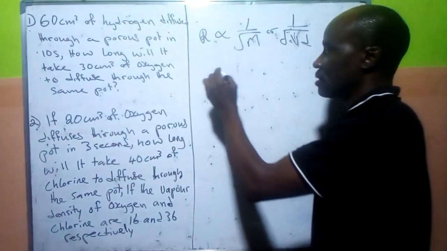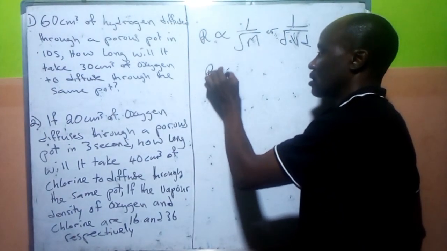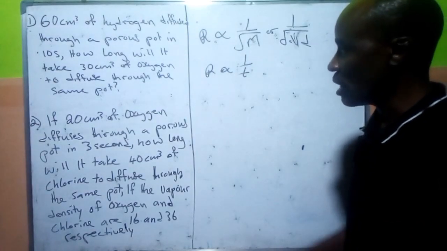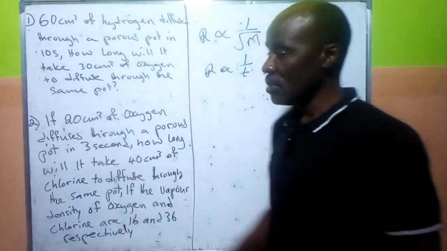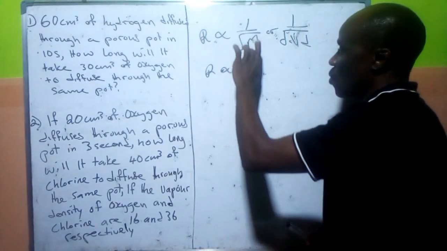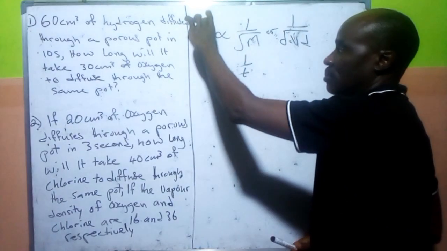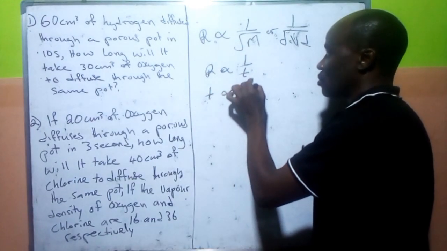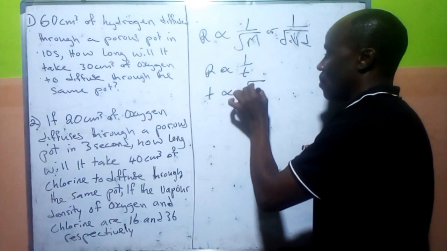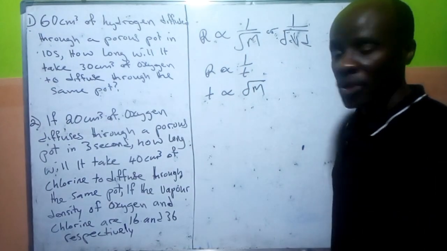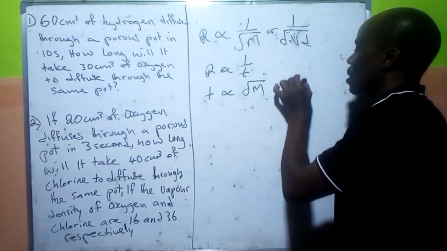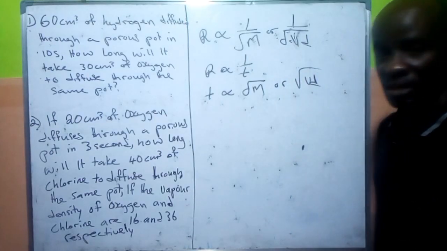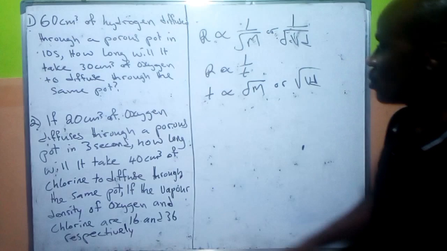And we know that rate is inversely proportional to time. If rate is inversely proportional to time and we are asked to find time here, it means that time is directly proportional to the square root of the relative molecular mass, or also the vapor density. These are the two key things you should note here. But then let's look at the question we had.